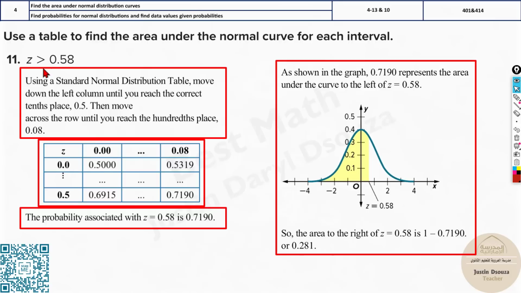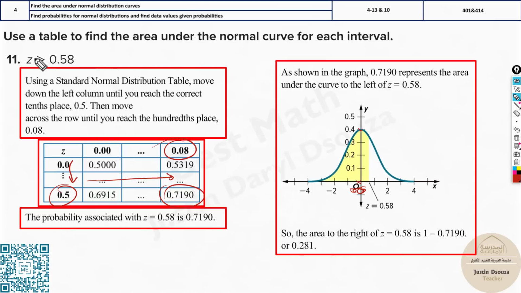Now if the z value is 0, that's at the center. It's 50%. If they ask you anything of z value at the center, it's 0.0, it's always 50% of the data. 0.5 is the answer. But here, they will ask you something else. If it's 0.58, then you have to look in this table, go down to 0.5 and 0.58 will be going to the right towards the 8. This and this value will give you 0.58. What is the answer? 0.719.